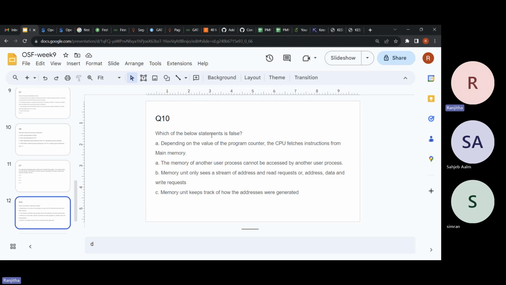So which of the below statements is false? Depending on the value of the program counter, the CPU fetches instruction from main memory. Yeah, that is true. The memory of another user process cannot be accessed by another user process. Yeah, memory is protected. One process cannot access the memory of the other. So that is also true.